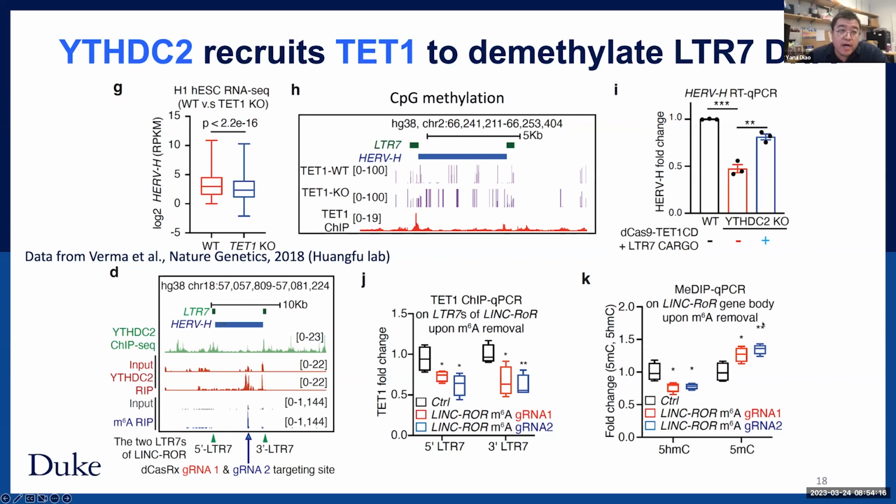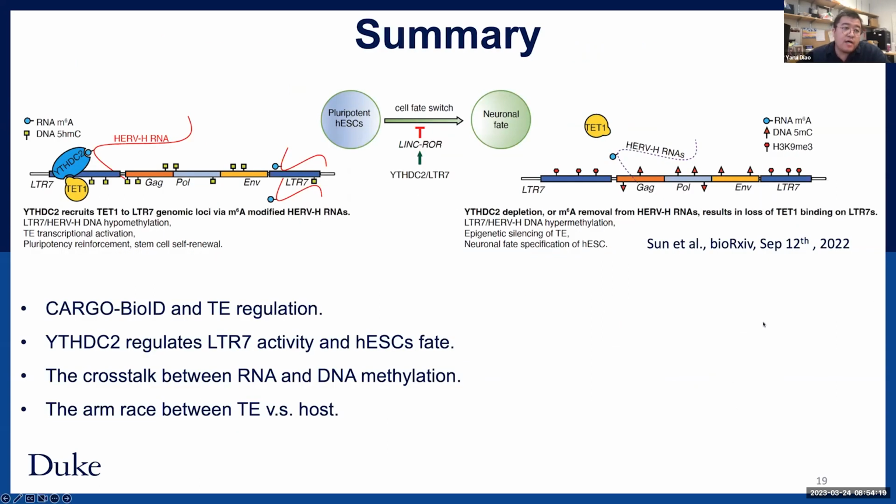To summarize, we made all these findings based on a method that we recently developed called CARGO-BioID, with which we can identify the proteins that are associated with transposable element sequences. And from these results, we show that YTHDC2, which is an RNA m6A reader, can regulate LTR7 epigenetic activity and human ESC fate. Mechanistically, we show this regulation is through the crosstalk between YTHDC2 and TET1.